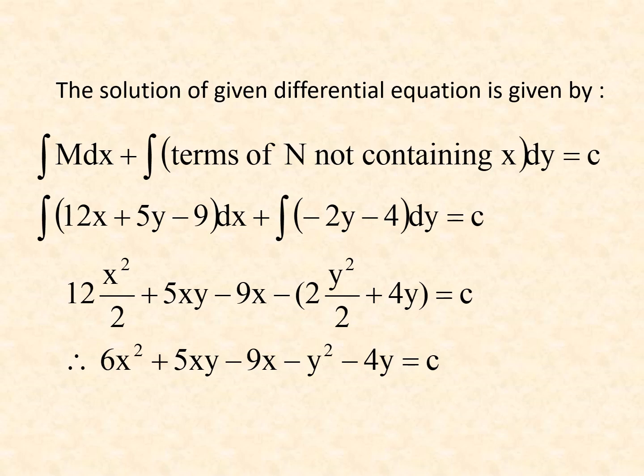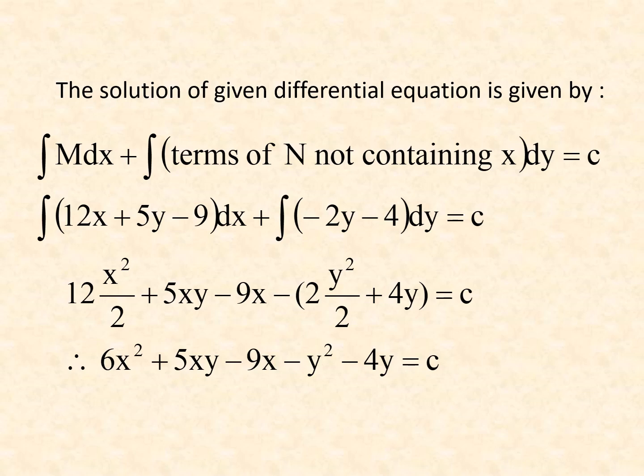Move on to the next line. If you apply the integral to each and every term, the integral of x dx becomes x square by 2, plus the integral of 5y, where 5y is treated as a constant so take it outside; the integral of 1 dx becomes x, so we get 5xy. Minus 9 is a constant, so take 9 outside; the integral of 1 dx is x. After applying the integral to each term, we got 12 times x square by 2 plus 5xy minus 9x. Coming to the second integral part.